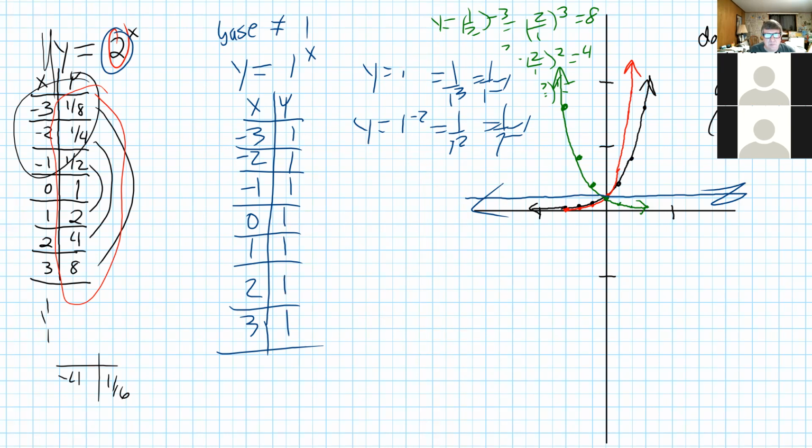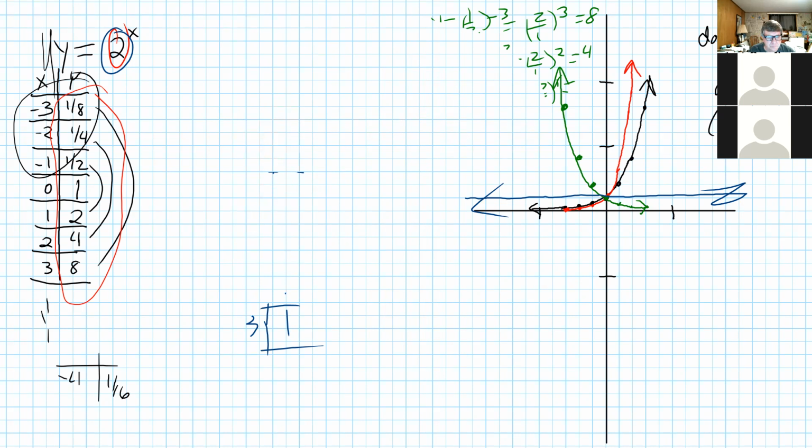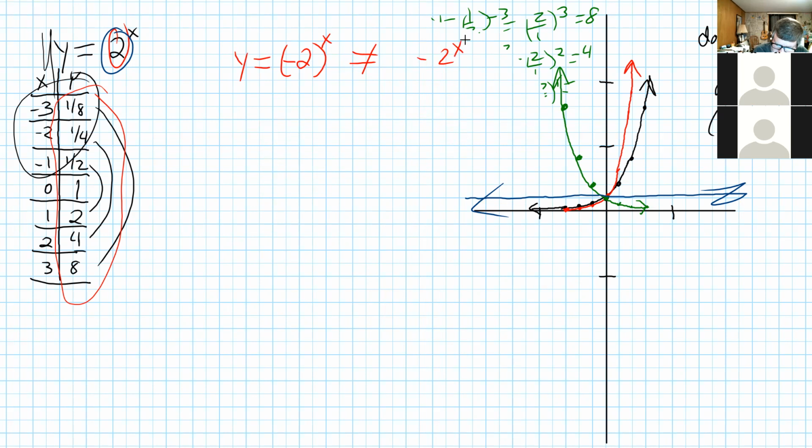One more example. Let's go back to red here. y equals -2 to the x power. Now, understand that is not the same as -2 to the x power with the negative out front. In that case, it's like 2 to the x, but then the negative comes after the fact. The 2 is the base, not the negative. But in the case that I want to look at, the base is -2. Okay?